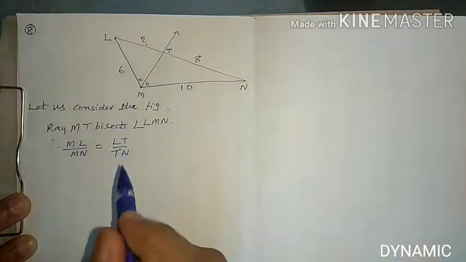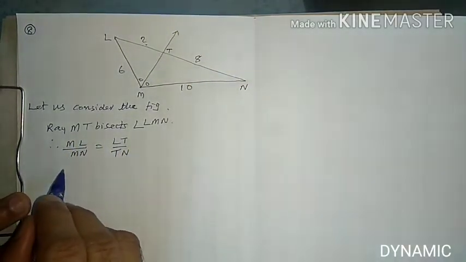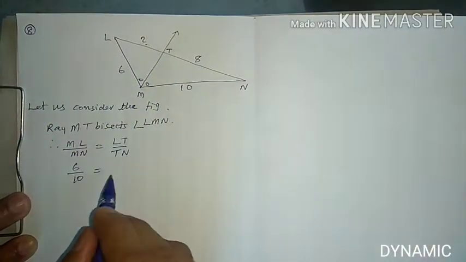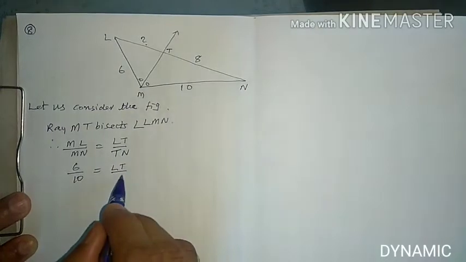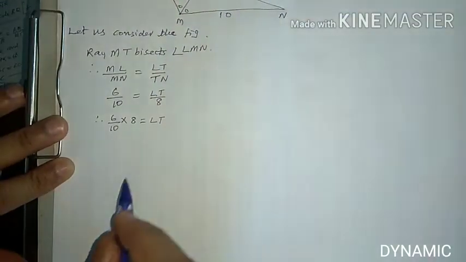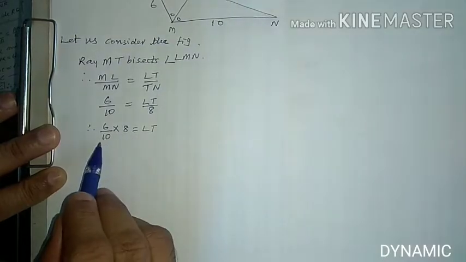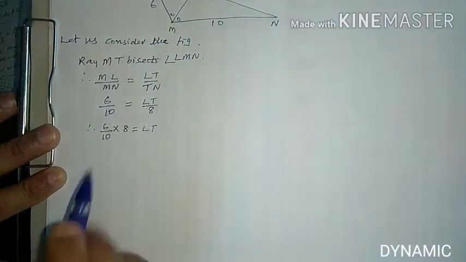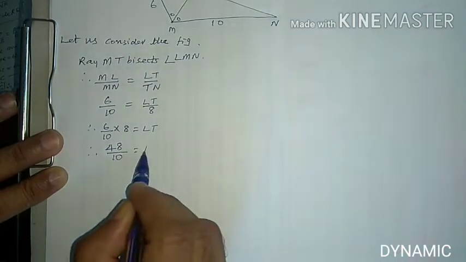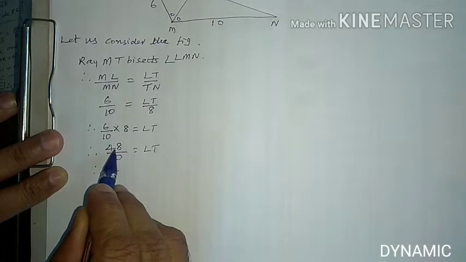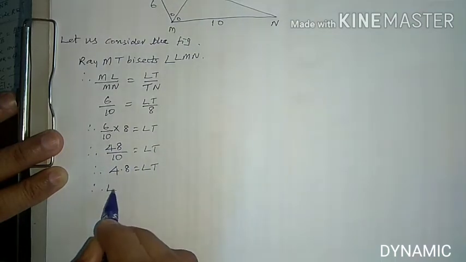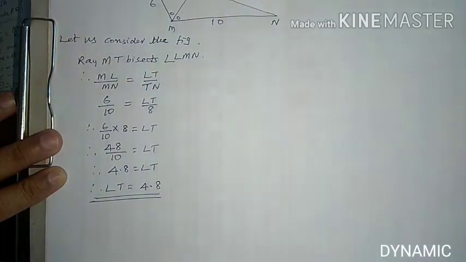We're getting the sides. We can directly use the property of angle bisector, we can write. Therefore, ML is how much? 6 upon MN is 10, equal to LT, we have to find out, upon TN, which is 8. 6 upon 10 into 8 is equal to LT. We simplify here by multiplication. But here 10 is in the denominator. We multiply and put a decimal. That is easier. Like 8 sixes are 48. Upon 10 is LT. Divide by 10 means put a decimal from here. Shift to left side, from here to here. 4.8 is LT. Therefore, LT is equal to 4.8. That's the answer. That's the solution.